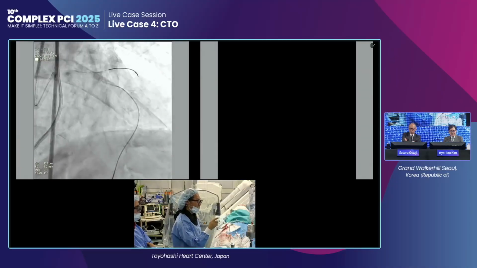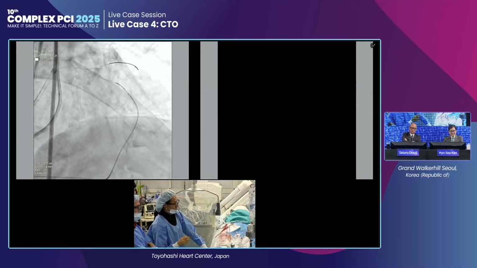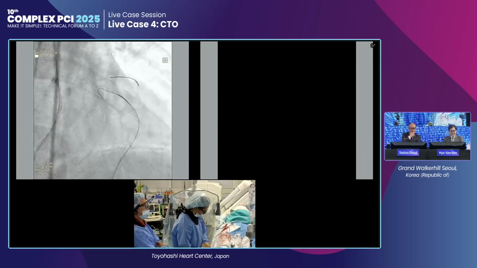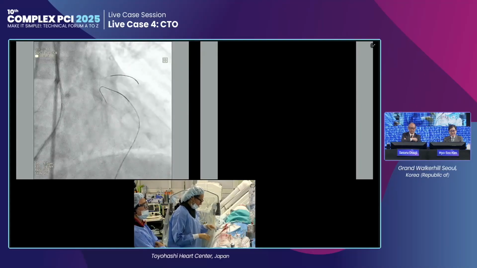And so this is a cine black, and a little bit of tip injection. Finally, we can reach the distal CTO segment. This is the procedure so far.